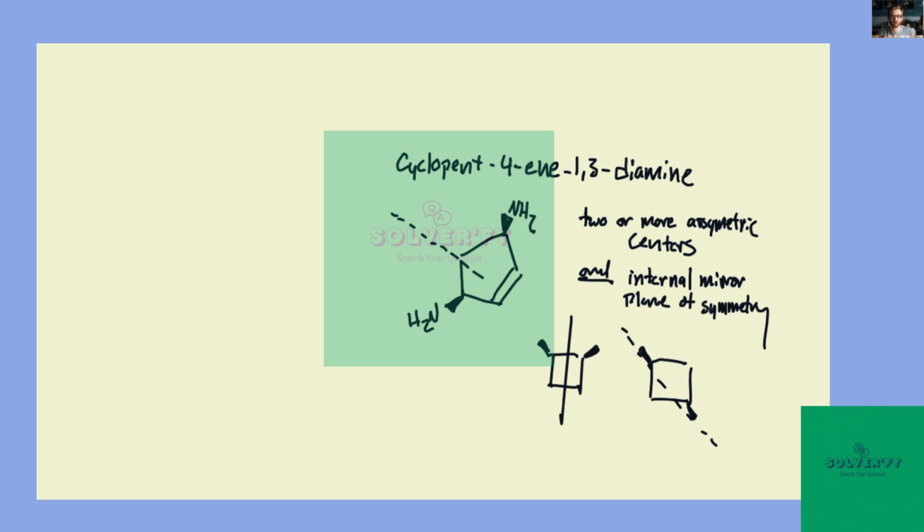So it's somewhat trivial, once we've drawn out the skeleton, to just draw a wedge to each amine group to get our meso compound.